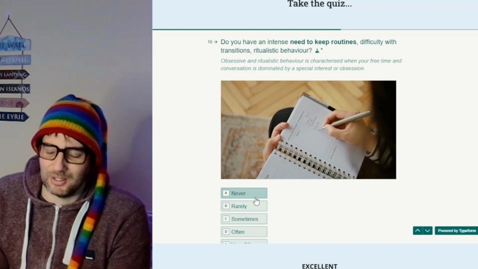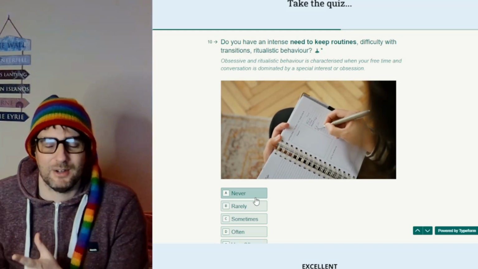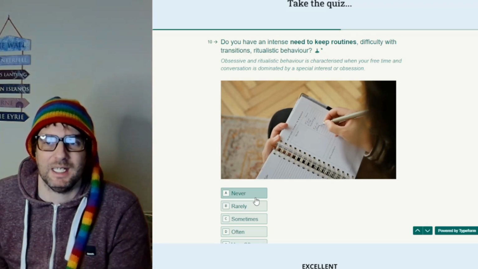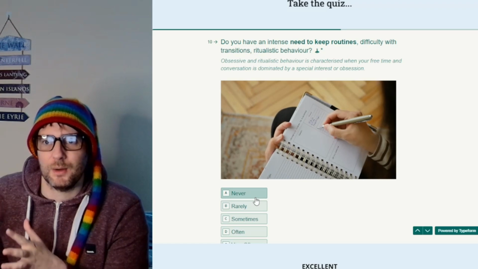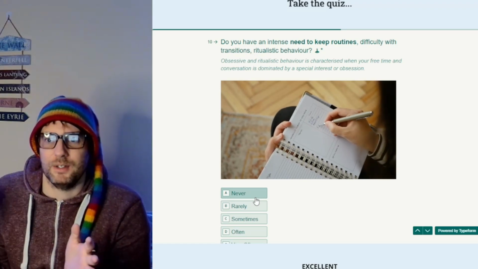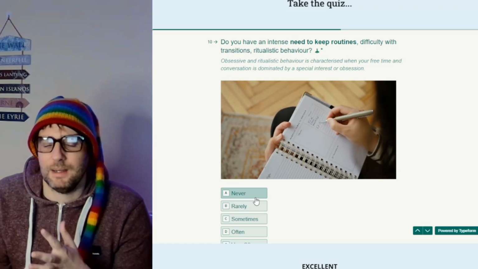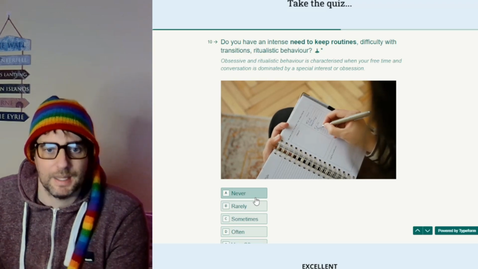Do you have an intense need to keep routine, difficulty with transitioning, and ritualistic behaviour? I feel like this is very much describing a lot of autistic traits, but I think they're intrinsically linked. And also it's kind of telling you, I can't remember now when I did it. I did it very quickly to go through it, but I don't know whether it told you whether you had hyperlexia 1, hyperlexia 2, or hyperlexia 3, or whether it would perceive that you had that.